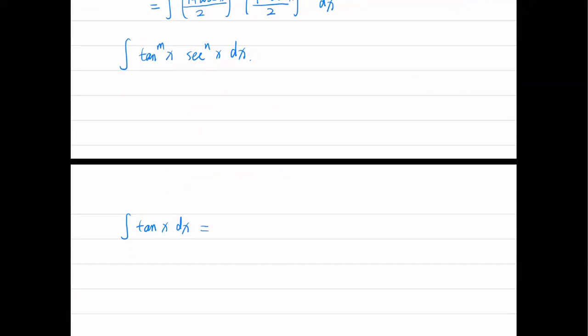Okay, let me think about that. Maybe it works. Maybe we have a simpler way. Simpler way is we use the definition of how do we define tangent x? Sine over cosine x. Okay, now we want to use substitution to make this simpler. u equals cosine x.